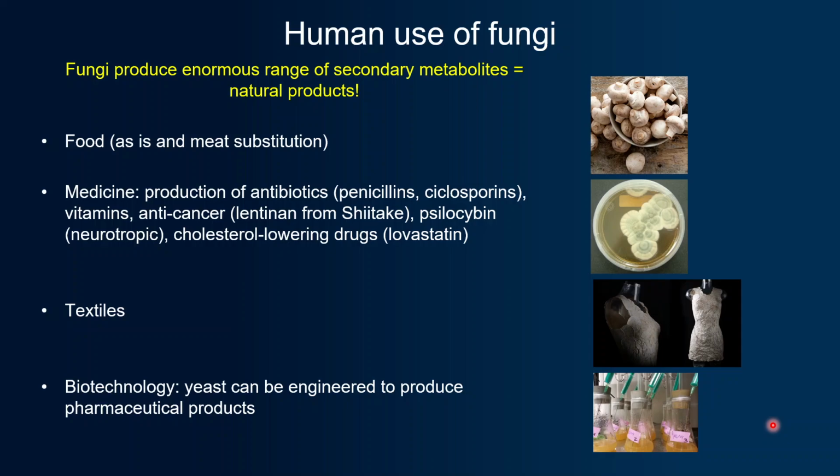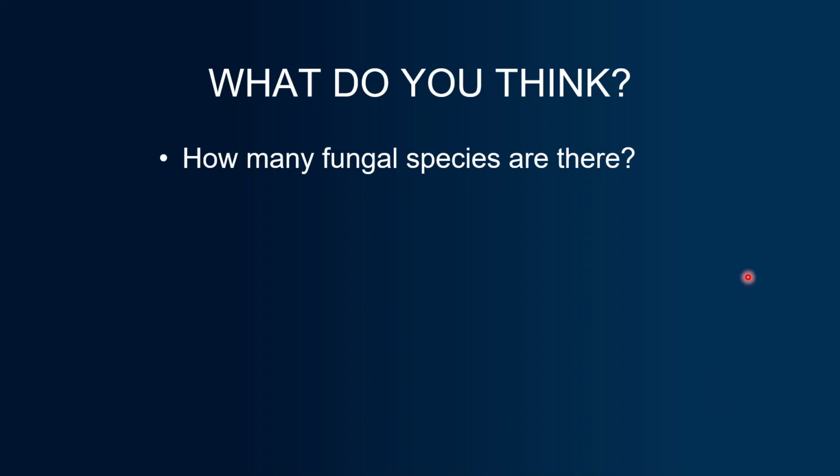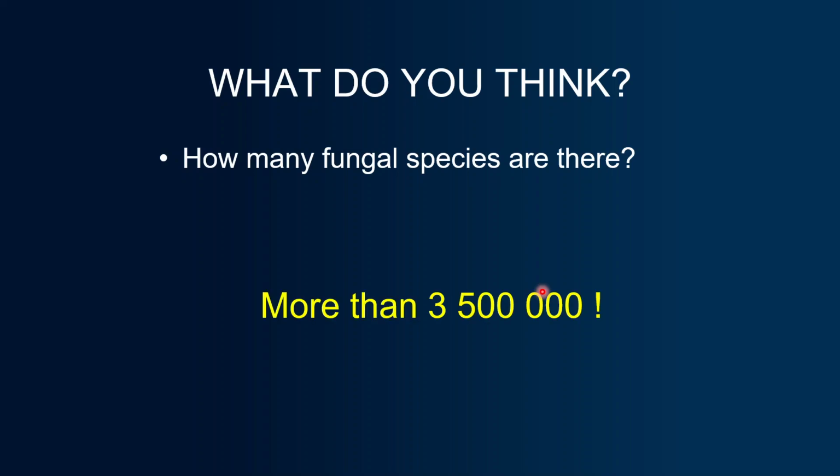Certain things like insulin are produced biotechnologically. All right, so think for a moment, how many fungal species do you think are there in the world? We're going to give it a couple of seconds and then I will reveal the answer. And the answer is more than 3.5 million species. Of course, we don't know every single species. We can't really assess every single one, but this is our estimate based on what we already know.